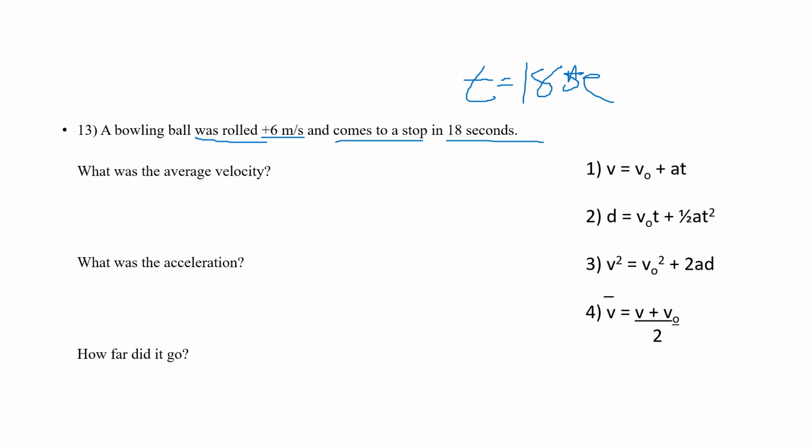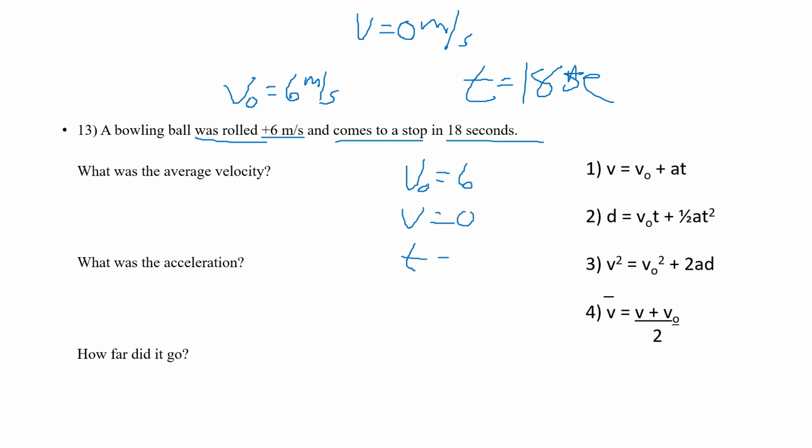I have a ball rolled with an initial velocity of V naught, 6. And of course, "comes to a stop" is an operative phrase, which means the final V is 0. So I have all these variables, and they're going to be in my little list: V naught equals 6, V is 0, and T equals 18.